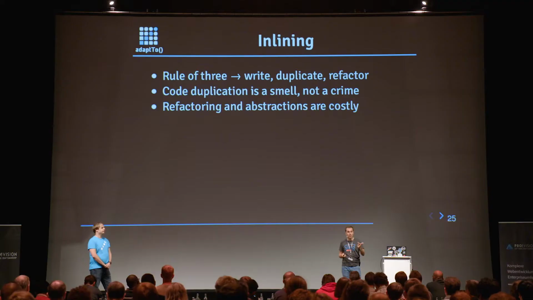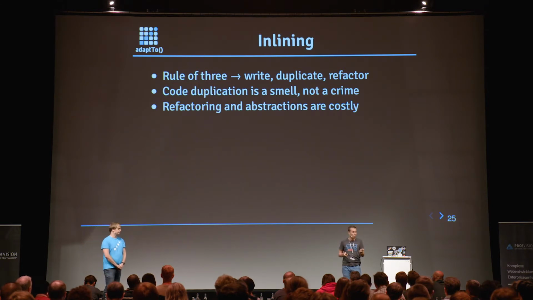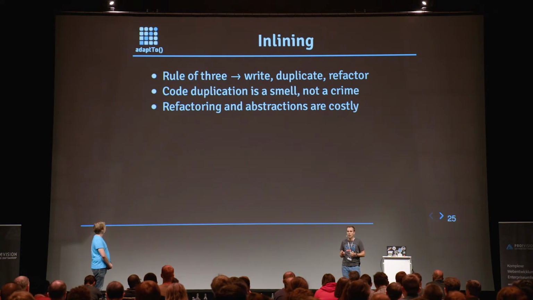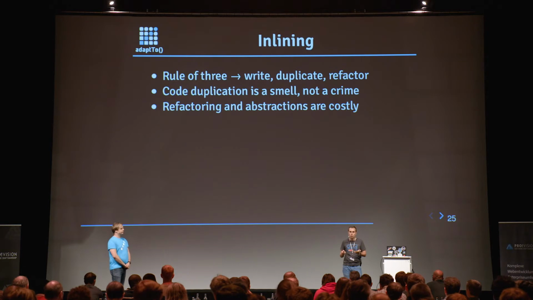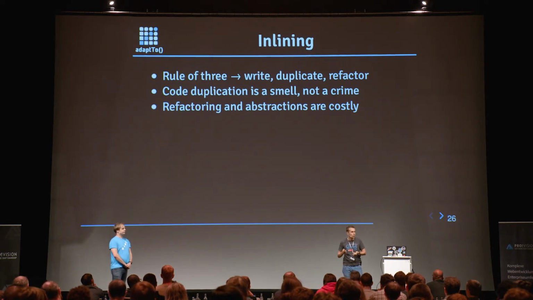And I found this somewhere on the internet, that's the rule of 3. First, you write the code, then you duplicate it if needed, and the third time, when you actually have 3 use cases for that same code, you refactor it. Of course, it's a rule of thumb, it's not the law, but I think it's a decent rule of thumb. Refactoring and abstractions have a cost, and you should always look into whether the benefits are actually worth it.